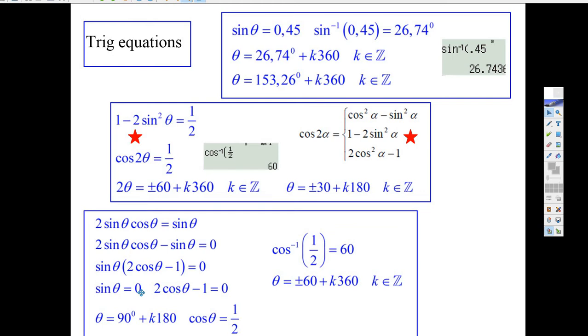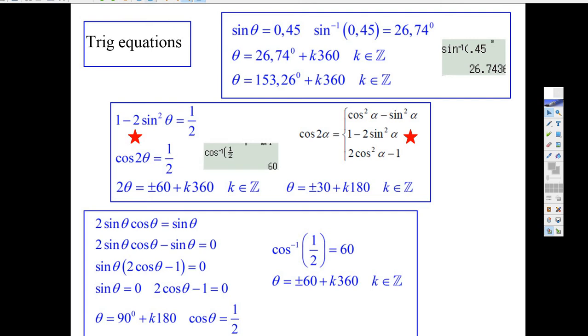If you go shift sine of 0, it'll tell you it's 90 degrees. But you get the same answer at 270 as well. So you can say plus k times 180. If you keep spinning around just half, you'll get to 0 again. Shift cosine of a half. Hey, we've done that. It's plus or minus 60 degrees. Plus k, there it is. And that's what theta is. And there's the general solution.